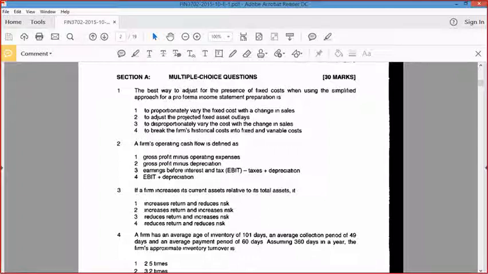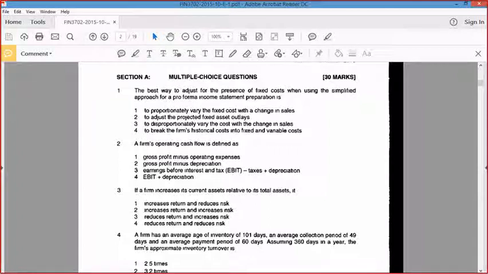Is it either 2 or 4? Okay, which one? 2 or 4? Which one are you going with? I would go with 4. Okay, why would you go with 4?